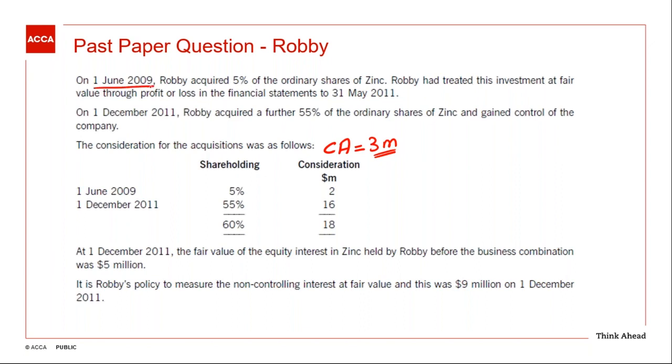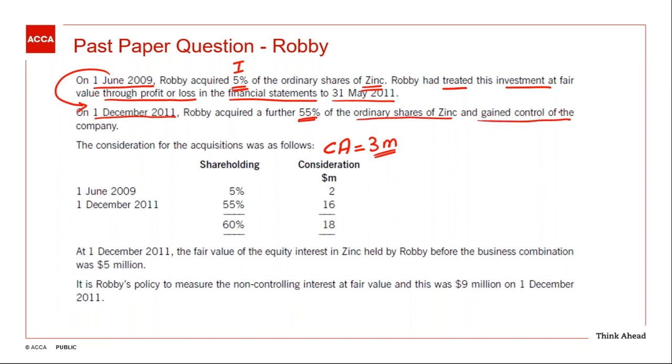It says that on 1st June 2009, Robbie acquired 5% of the ordinary shares of Zinc. This means again it is an investment. Robbie had treated the investment at fair value through profit and loss in the financial statements to 31st May 2011. On 1st December 2011, which means approximately 2.5 years later, Robbie acquired a further 55% of the ordinary shares of Zinc and gained control of the company. So we were having 5% of the shares and now we have acquired a further 55%. So it is a subsidiary with the holding percentage of 60%.